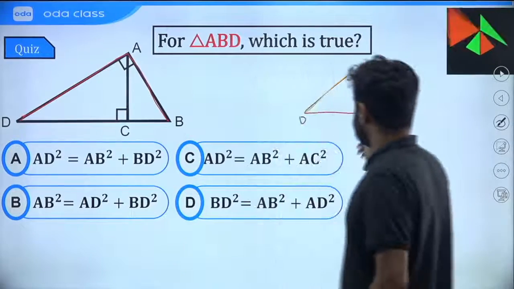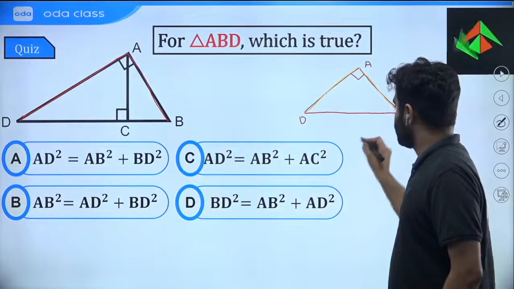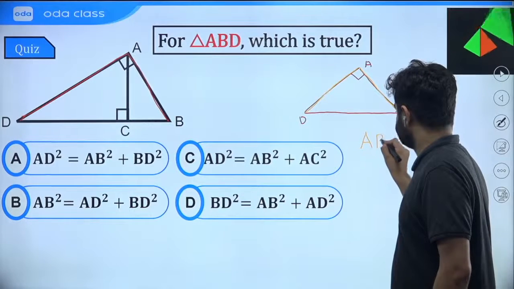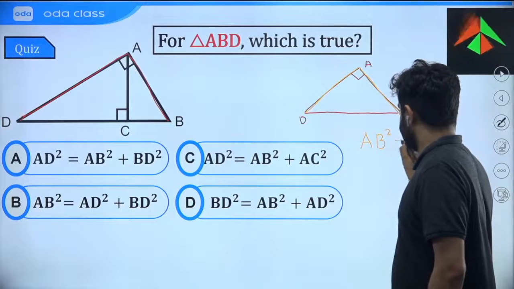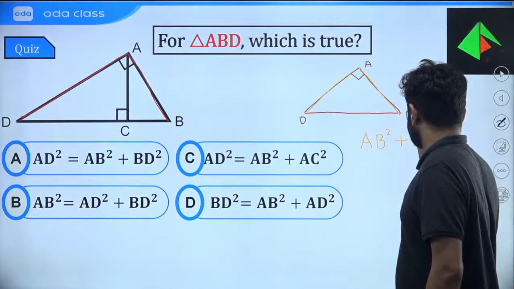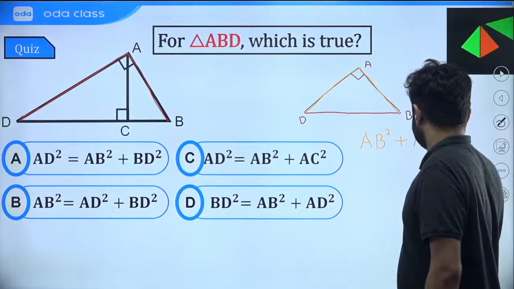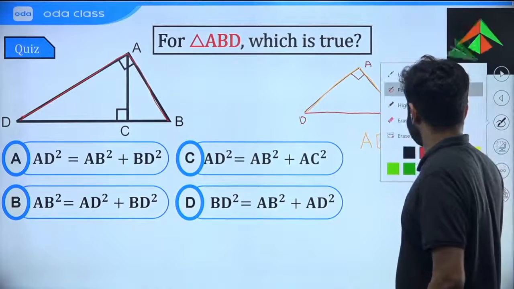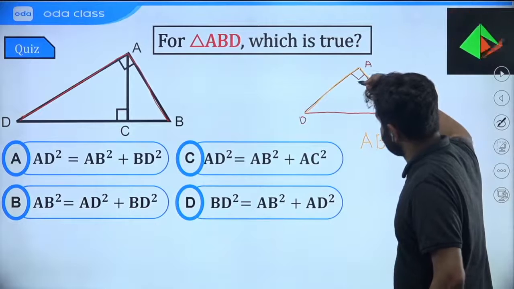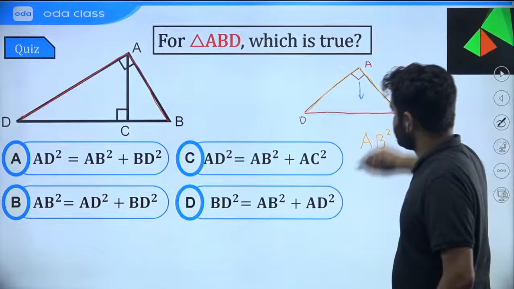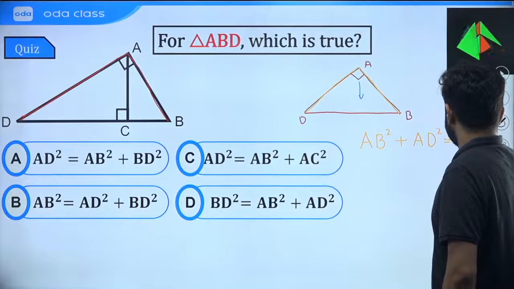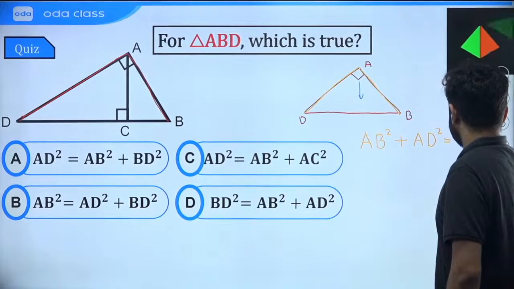So what is the Pythagoras theorem? It says that the sum of square of legs, that is AB square plus AD square, is equal to the square of hypotenuse. And where is the hypotenuse? The side in front of 90 degrees. Here we have 90 degrees and the side in front of it is BD. So AB square plus AD square is equal to BD square.